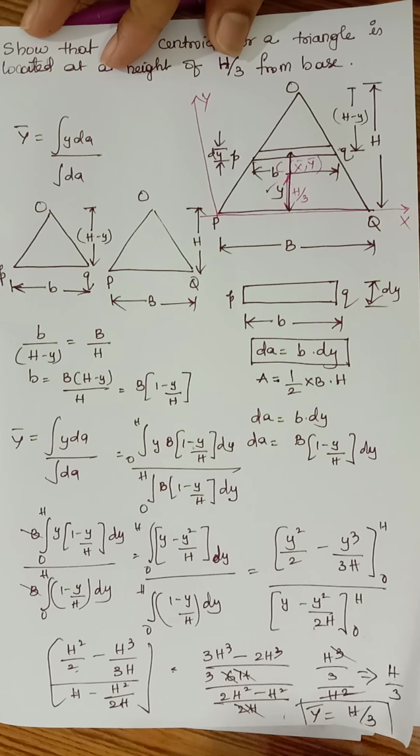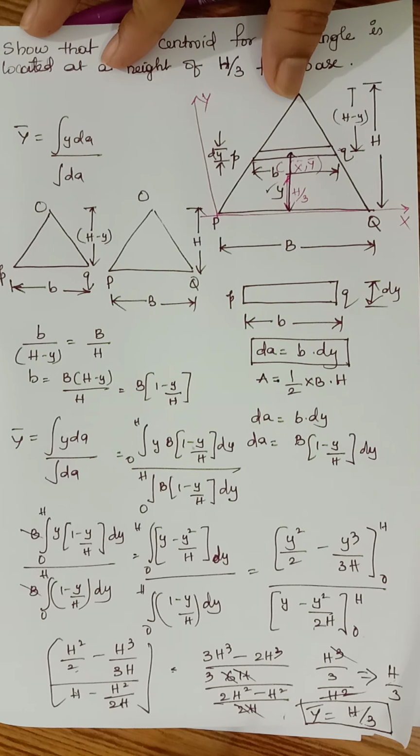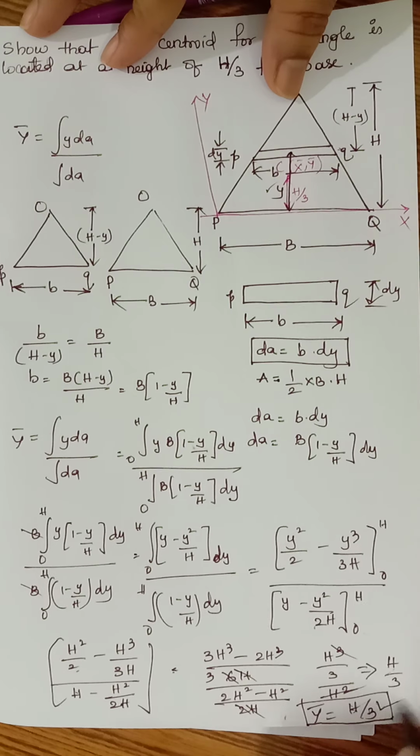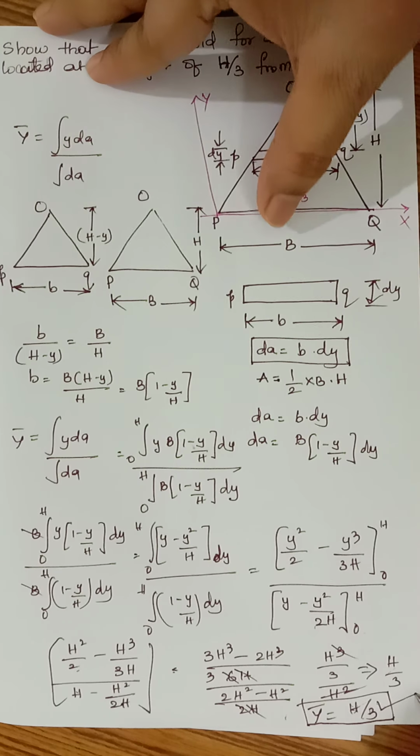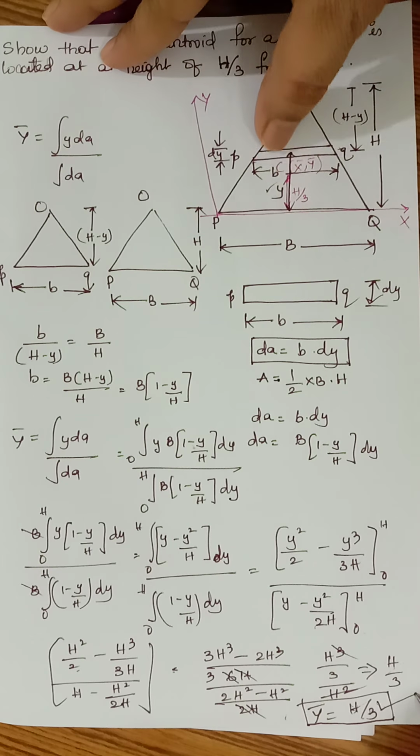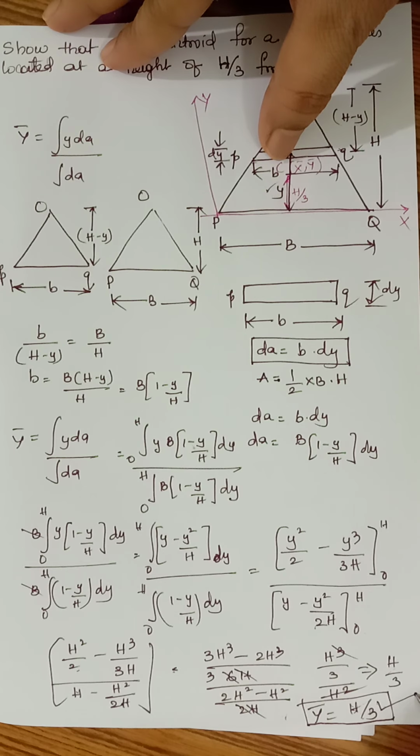What does that mean? It means the centroid for the given triangle is located exactly at a distance of h by 3 from the base. That means this particular distance here, from here, is exactly h by 3.